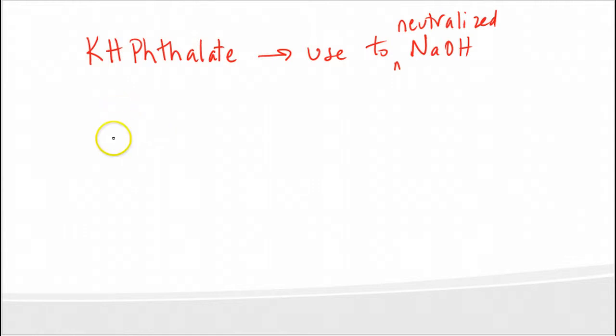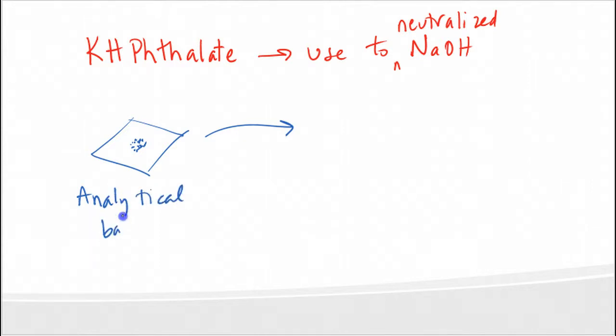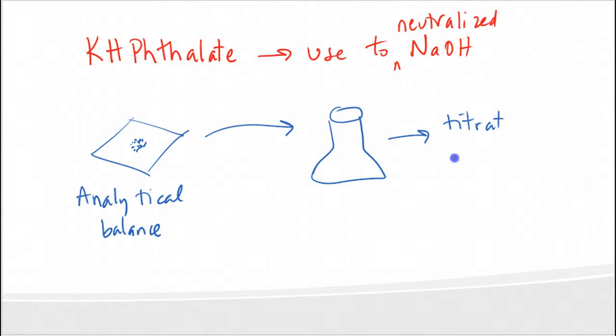We will go into lab and get a little weigh paper, put some potassium hydrogen phthalate on there and weigh it out. We'll weigh it on an analytical balance, which are the very sensitive ones, as opposed to the top loading balance, which is a little less sensitive. So I'll show you those in class. We'll weigh it out on an analytical balance, and then we'll put that into a beaker, an Erlenmeyer flask probably, and then we'll titrate with our sodium hydroxide solution. And this is the solution we want to know the concentration of. We want to standardize our sodium hydroxide solution.